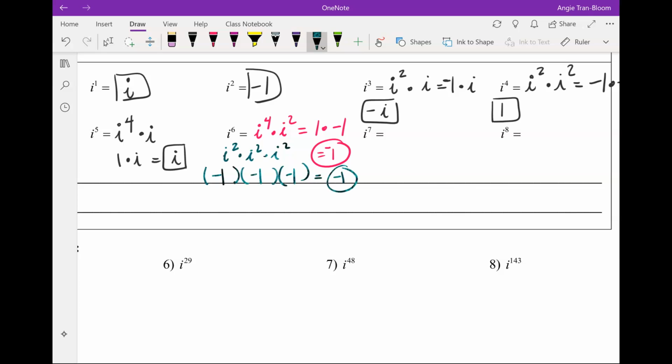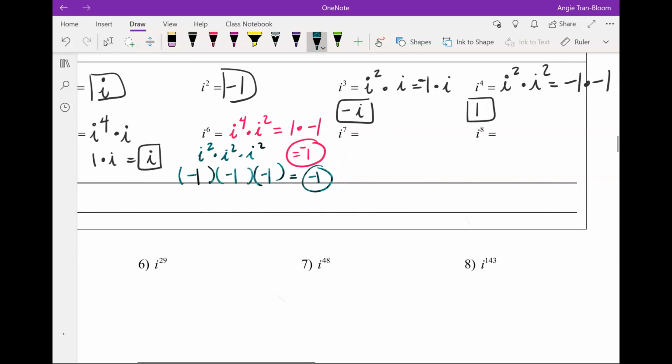Yep. A negative number to an odd power is always what? Negative. A positive number to an odd power is always positive. A positive number to an even power is always positive. Now, a negative number to an even power is what? Positive. Okay, so there's only one case when it's going to be negative, when it's a negative number to an odd power. Okay. All right, i to the 7.